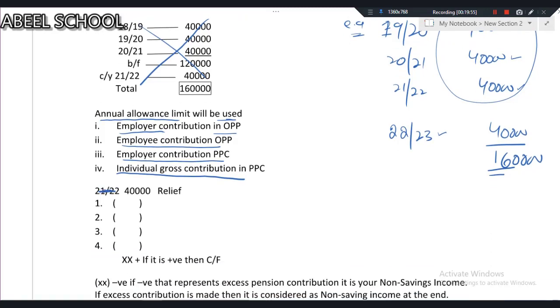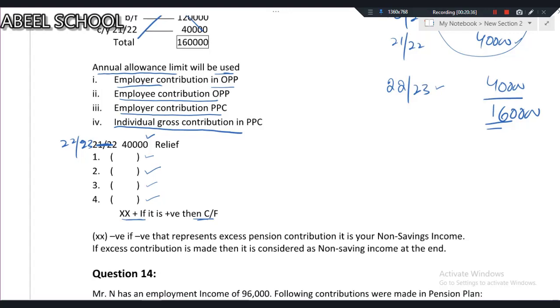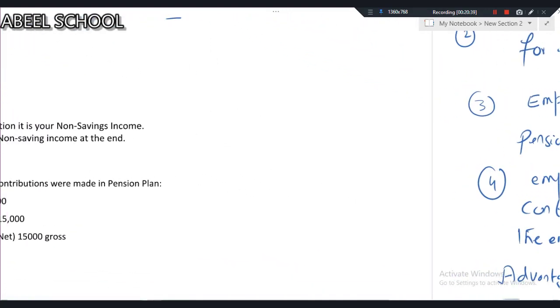So let's say the tax year becomes 22-23, the amount is 40,000. Let's assume your employer has contributed in an occupational pension plan for you, we'll deduct that. Employee's contribution in an occupational pension plan, we'll deduct that also. Employer's contribution in a personal pension plan and the individual's gross PPC. Now there are two possibilities. Either you have used the entire 40,000 limit, or you have not used the entire 40,000 limit. If there's a positive amount, then it is carried forward. Basically, let me explain. Just a minute. I want to explain here.